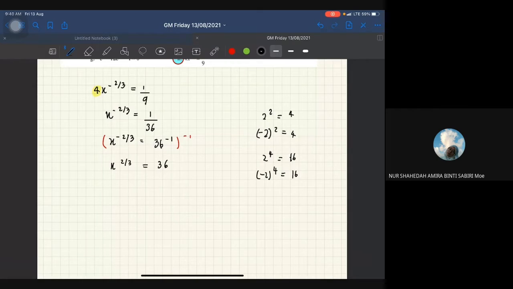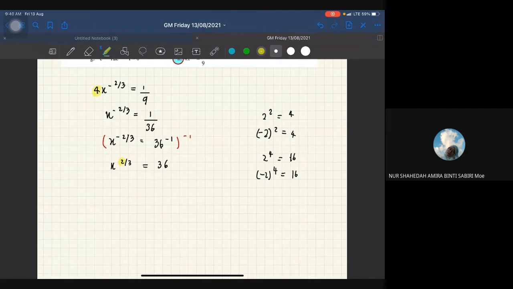Okay, so saya nak cakap kat sini is, kalau awak ada kuasa yang genap, dia punya root tu, nilai dia tu sepatutnya ada 2 nilai. Sekarang kan awak ada kuasa 2 kan, so 2 adalah nombor yang genap. So bila ada nombor genap, jawapan awak tu sepatutnya mesti ada 2. Dia mesti ada plus and also minus.